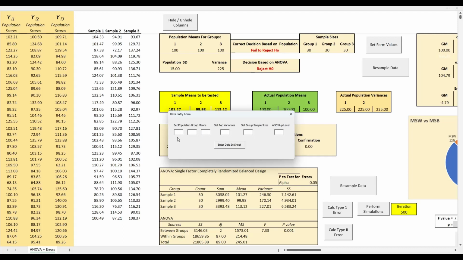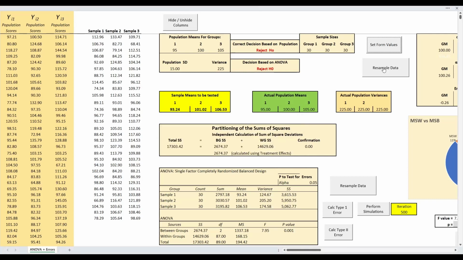For our third simulation, we are going to set the population means to 95, 100, and 105. The other population parameters will be kept at the same values as in the other two simulations. The variance is set to 225, the sample sizes are 30, and the alpha level is 0.05. As before, we will start by looking at random samples drawn from these new populations. The means of these three random samples of size 30 are 93.24, 101.2, and 106.53. As expected, these values differ from the means of the populations from which they were drawn due to sampling error. The same is true for the sample variances.